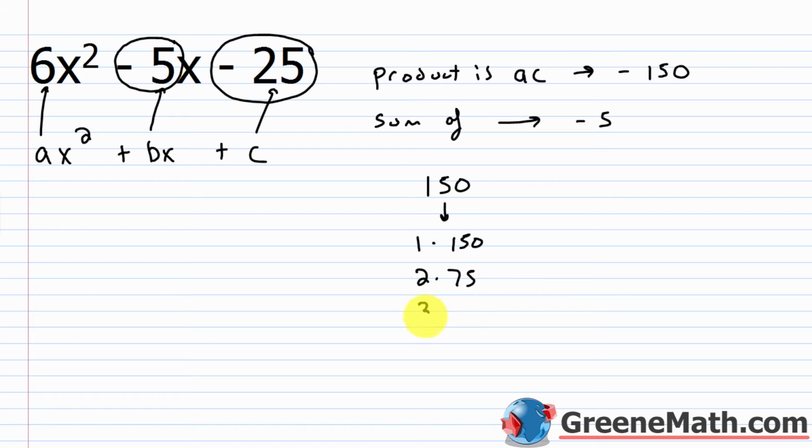You would have 3 times 50. That's not going to work. You would have 5 times 30. That's not going to work. You would have 6 times 25. Again, not going to work. Then the next one you come to would be 10 times 15. If you think about this, I can make that work with the signs. If I had a positive 10 and a negative 15, I can make that work.